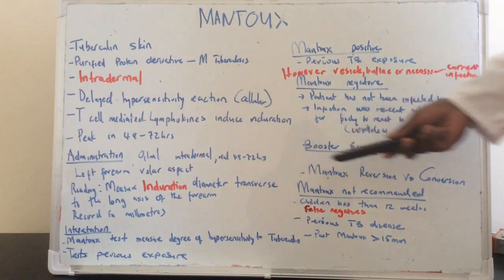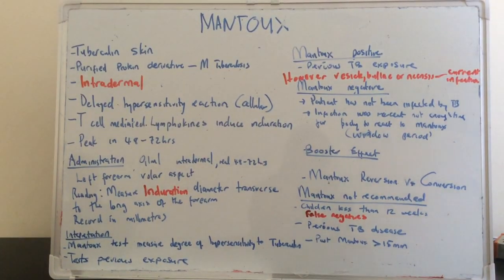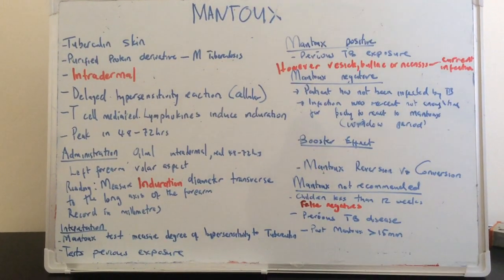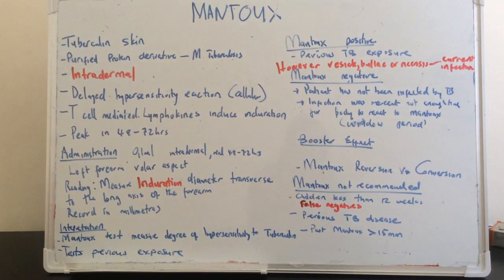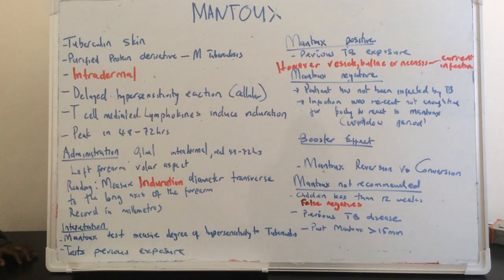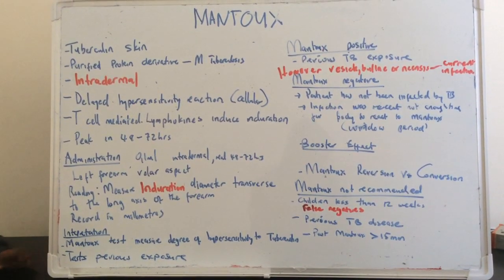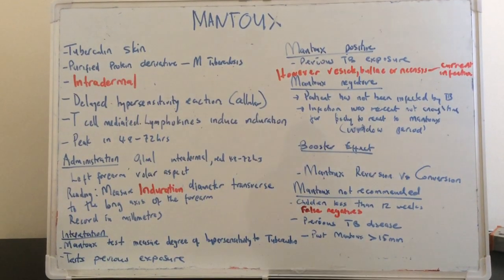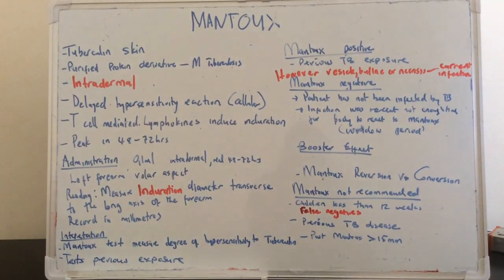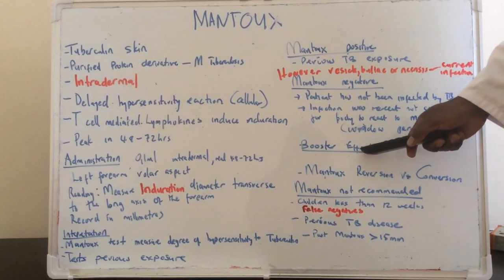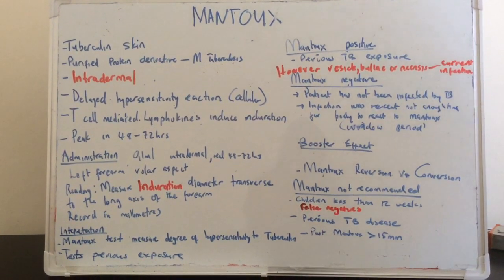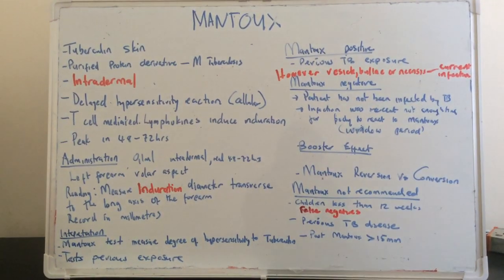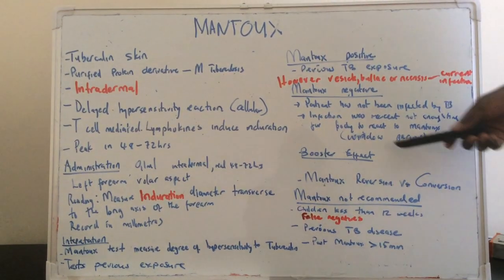There is what is known as the booster effect of a Mantoux. This occurs in a patient who was previously exposed to TB long ago, where the immunity had waned and is no longer reactive. If you give them the first dose of a Mantoux on the skin, they may not react, but when you give the second dose, they may react because the first Mantoux activates the body's hypersensitivity.